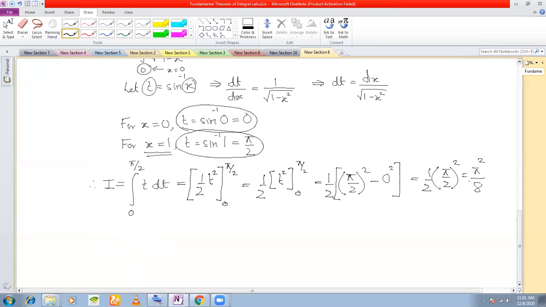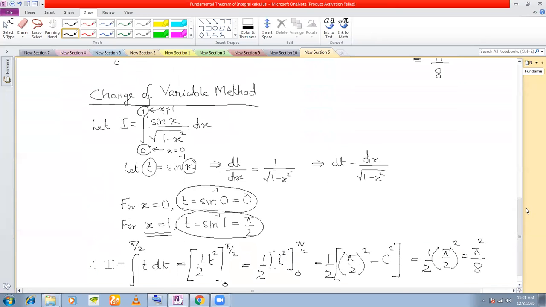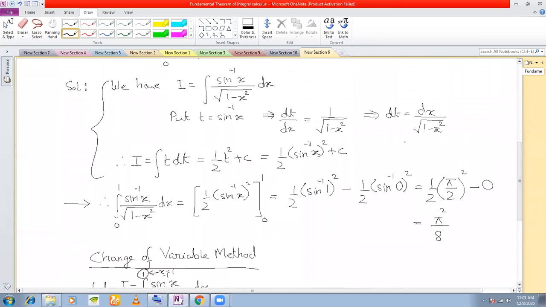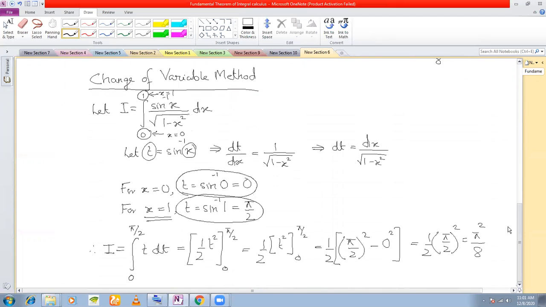So now you see that we have saved so much labor here. In the earlier method, we were evaluating it as an indefinite integral first, and then we were applying the definite integral. But in change of variable, we have changed the variable, and along with that, we have changed the limits also. When the variable changes from x to t, the limits change from 0 to 1 to 0 to pi by 2. This is the change of variable method.